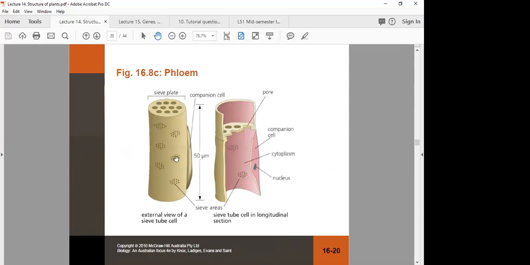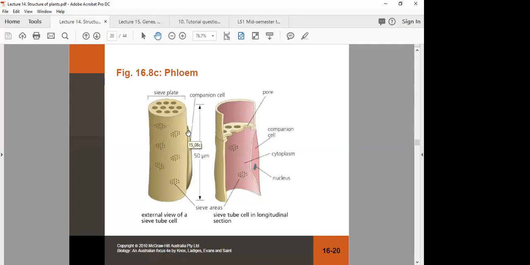You can also see these groups of pores in the side wall of the cell. They're called sieve areas, and this enables the movement of photosynthates also in a lateral direction. So these sieve tube cells normally are clustered together in bundles. So those photosynthates are moving not just in an upwards and downwards direction through the phloem, but also laterally to any cells to the side that require photosynthates.